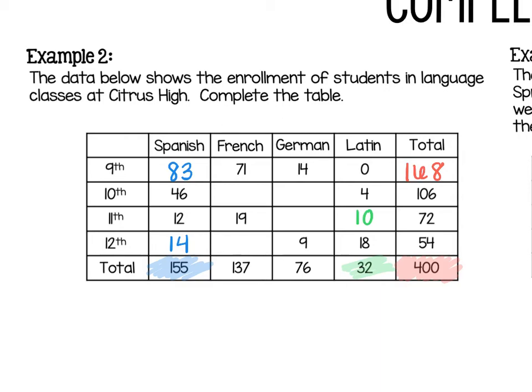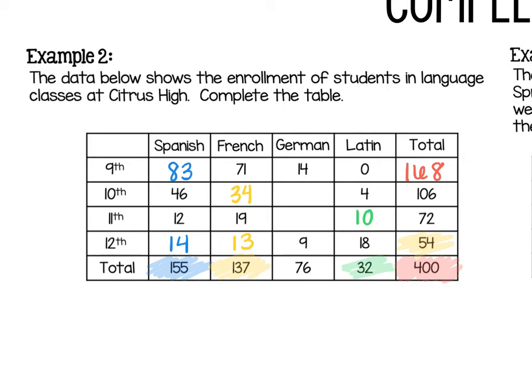So I can also fill in 12th grade students in French because there are 54 total seniors. 14 of them in Spanish, 9 of them in German, 18 in Latin, leaves 13 for French. And now, because I know that there are 137 students taking French, I can fill in the 10th graders taking French. So there are 34 spots left for sophomores in French.